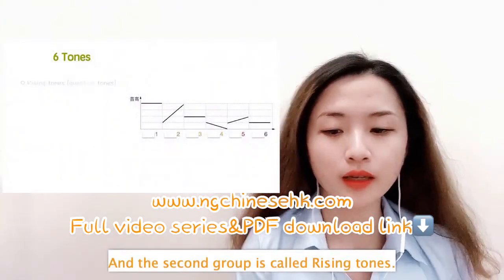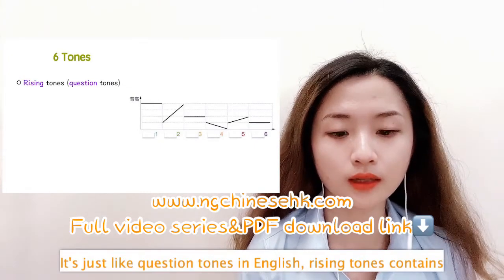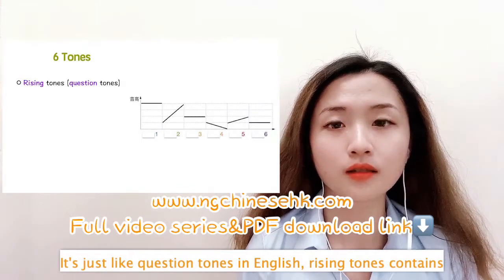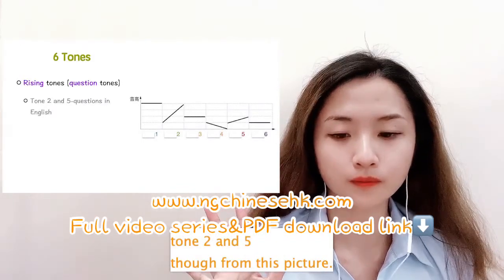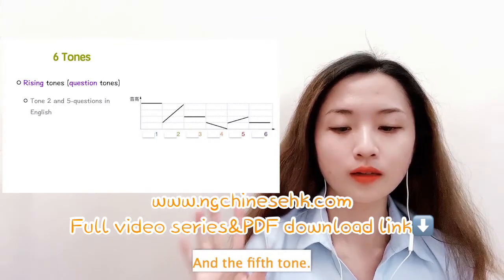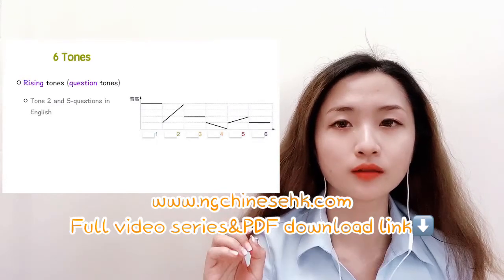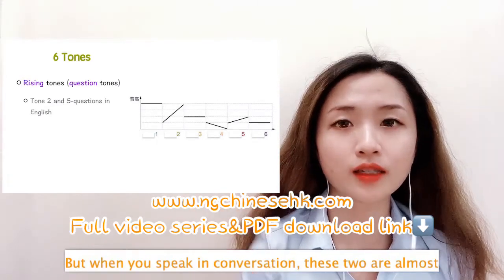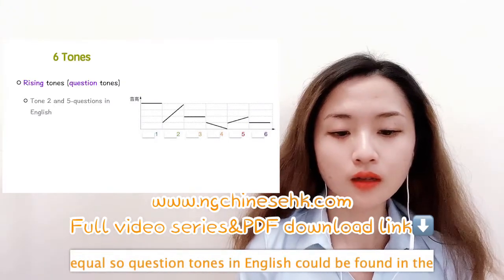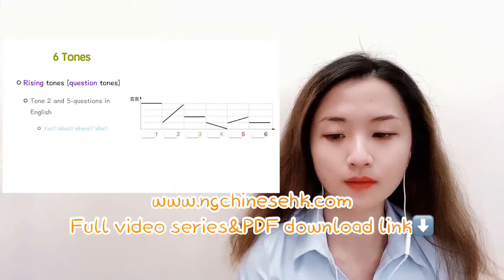And the second group is called rising tones. It's just like question tones in English. Rising tones contains tone 2 and 5. Though from this picture you will see the second tone and the fifth tone. The fifth one is a bit lower than the second one, but when you speak in conversation, these 2 are almost equal. So question tones in English could be found in the following sentences.